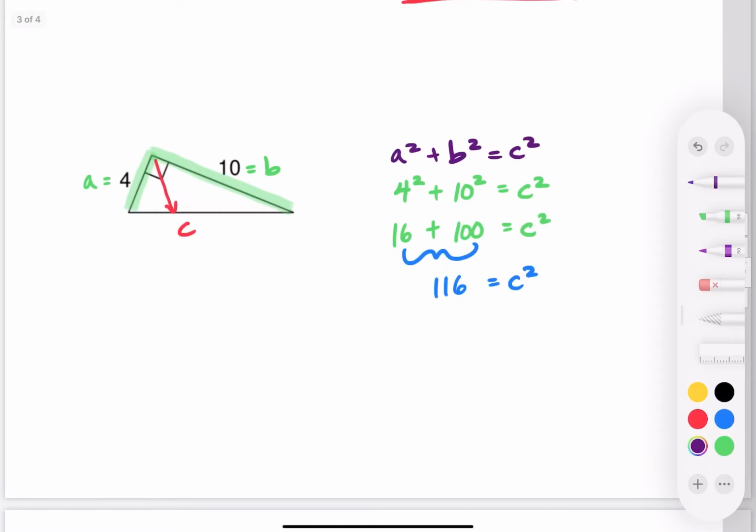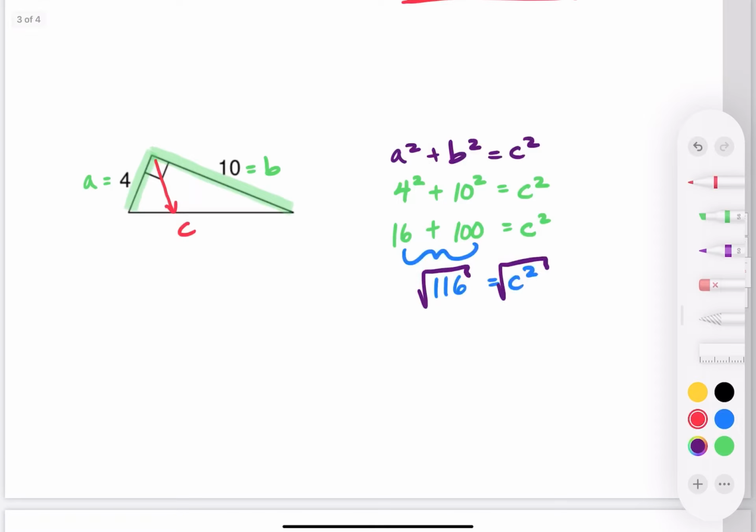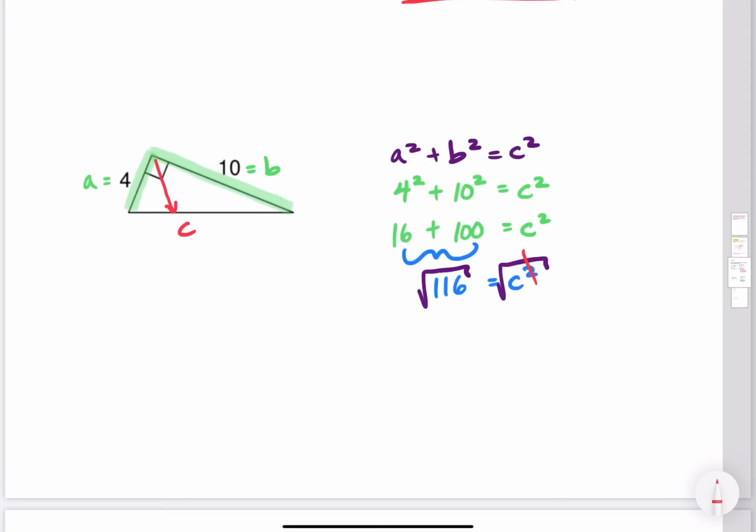And once again, we want to get rid of that square by doing the square root. We do that on both sides. The square and the square root cancel each other out, telling us that C is the square root of 116. You type that into your calculator, and you get about 10.8 units.